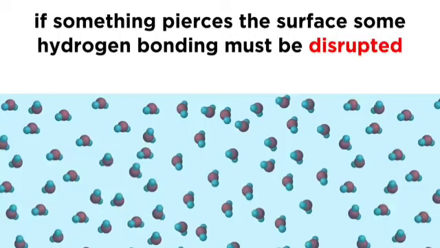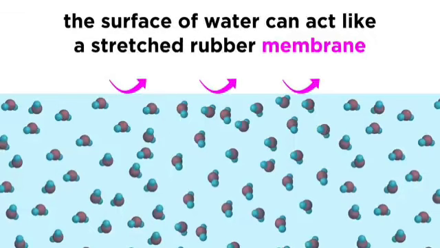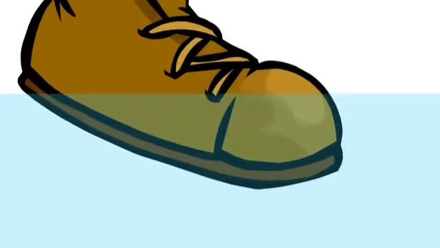If an object like a bug were to pierce the surface of the water, some of the hydrogen bonds would have to be disrupted, as some of the volume would then be occupied by something other than water molecules. That is why the surface of any body of water can act almost like a stretched rubber membrane, if the object interacting with the surface is sufficiently light. Of course, if a human tries to walk on water, their mass is such that gravity will win over the cohesive forces, so don't try this at home.